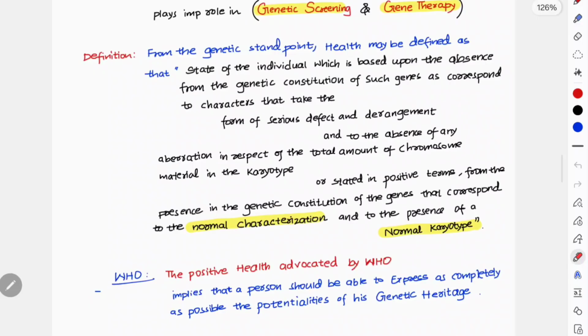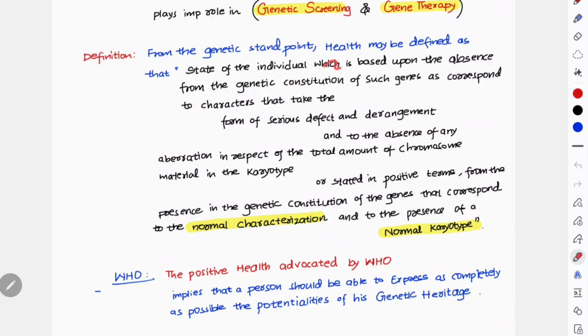The definition is as follows: from the genetic standpoint, health may be defined as the state of the individual which is based upon the absence from the genetic constitution of such genes as correspond to characters that take the form of serious defect and derangement, and the absence of any aberration in respect of the total amount of chromosome material in the karyotype, right? Or stated in positive terms, the presence in the genetic constitution of the genes that correspond to normal characterization and the presence of a normal karyotype. Let me repeat the definition.